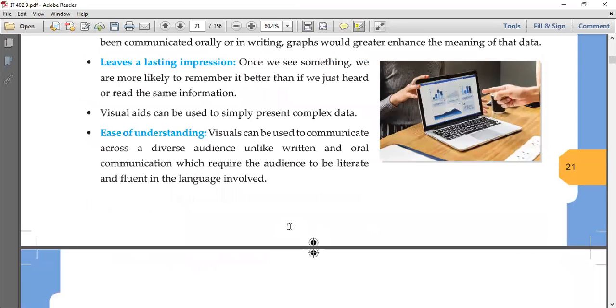Visuals can be used to communicate across the audience, which otherwise requires the audience to be literate or fluent. Like, if you do written or oral communication, then the audience should be literate to understand whatever is written. अगर वो पढ़ा लिखा है तो ठीक है, अगर वो पढ़ा लिखा नहीं है ऑडियंस में कोई पर्सन, तो वो उसको अच्छी तरह समझ नहीं पाएगा. सो उसके लिए विजुअल या वीडियो बना के आप कुछ दिखाओगे तो दैट विल बी बेटर, राइट?